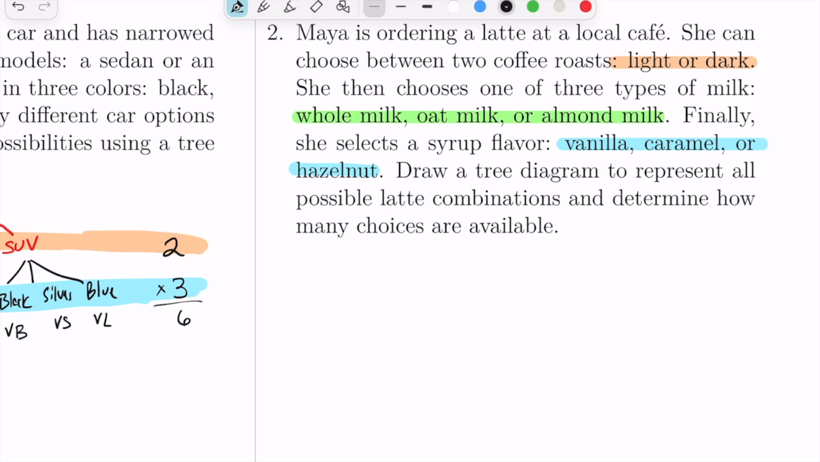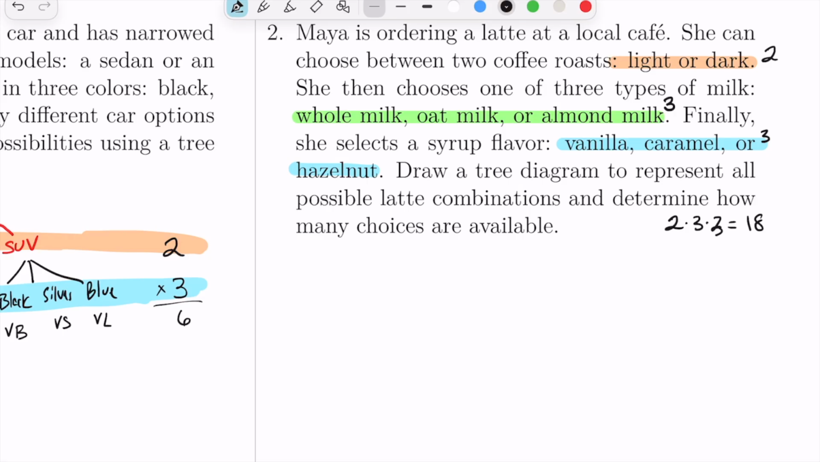Well, hopefully you can kind of look at this and say, listen, based on the last problem, we have 2 choices here, we have 3 choices here, and there's 3 choices here. I'm betting that it's going to be 2 times 3 times 3, which is 18. There's going to be 18 possibilities. And you would be right. But let's get a visual of that.